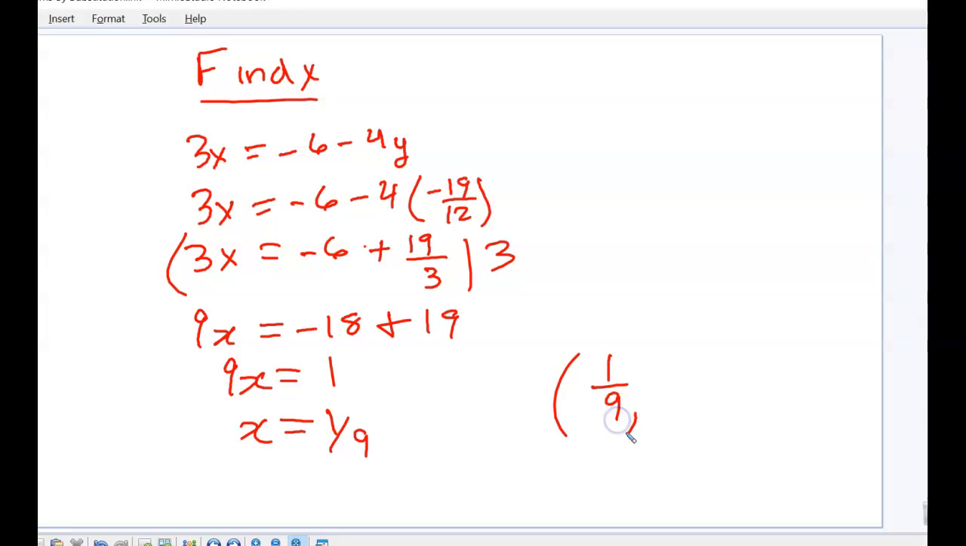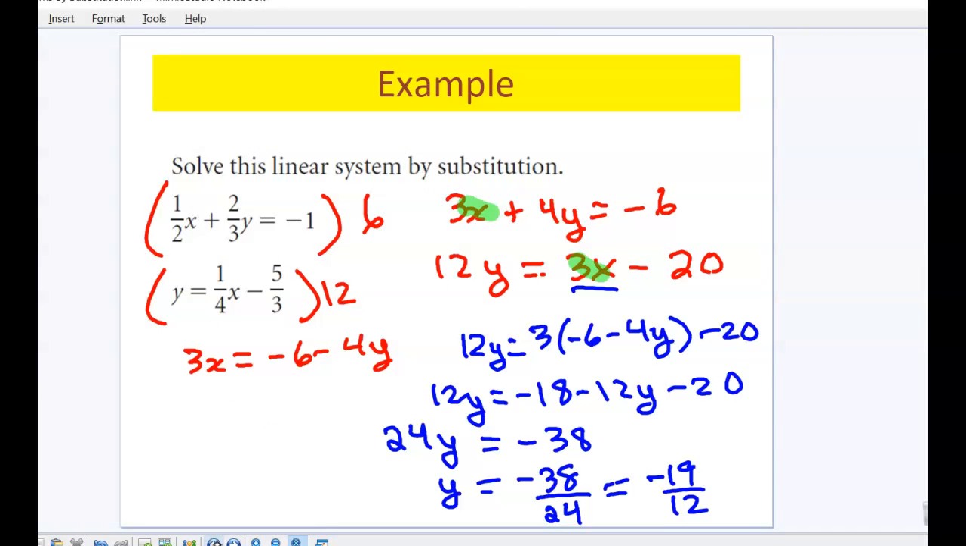So my solution is going to be 1/9 and -19 over 12. Again, substitution probably isn't the best strategy for this one, but the whole idea of this question was showing you that when you get fractions to start with, you can blow up and get rid of your fractions or multiply through by the lowest common denominator to get rid of the fractions, and then you end up with a linear system with no fractions.